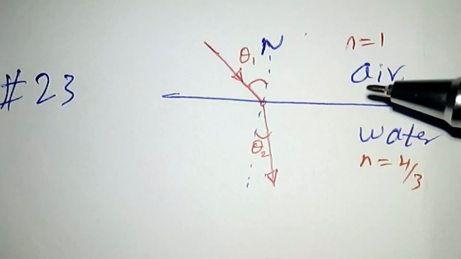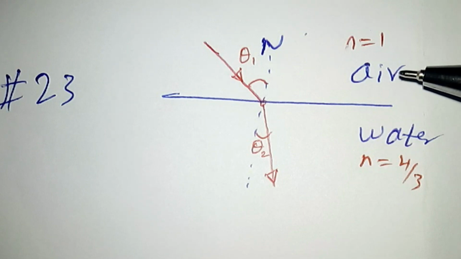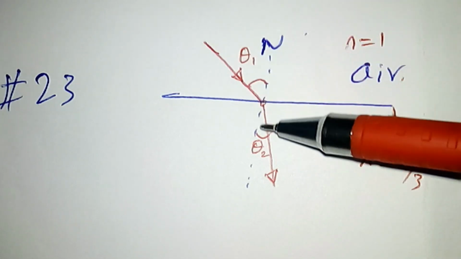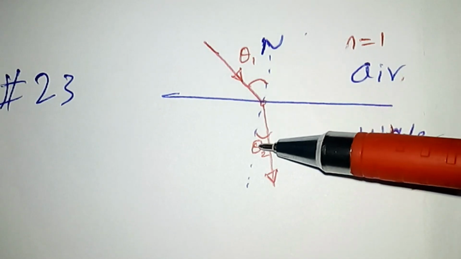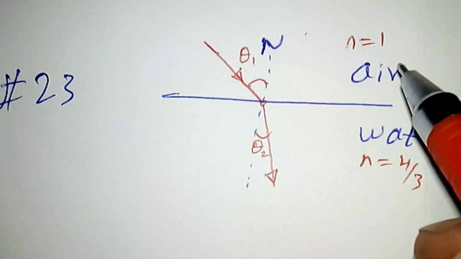So a light ray is passed from air to the water. So it is obvious that the refractive index of the air is less than that of water, or water is more dense than the air. So if the light passes from air to water, it always bends toward the normal, and the speed of light will reduce in this medium.